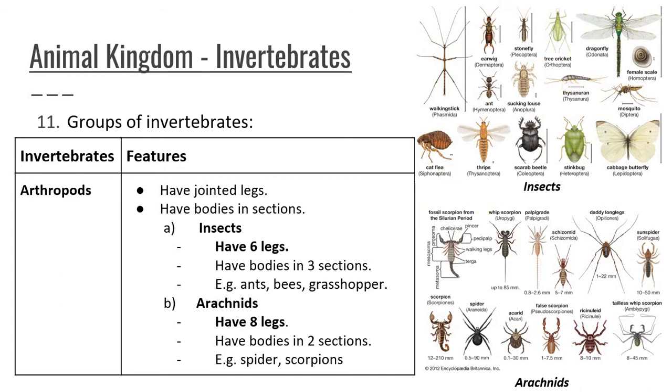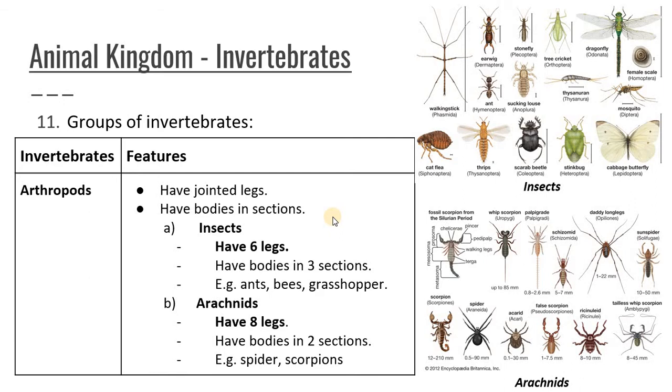If you look at all the insects and the arachnids here, you can see the similar features. All of them have jointed legs, right? You can see all of their legs are jointed. Mosquito, dragonfly, tree cricket, and beetle, right? You can see they have jointed legs. Even for arachnids, you can see they have jointed legs. They also have bodies in sections.